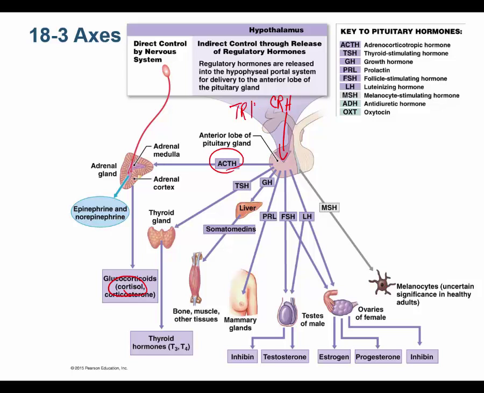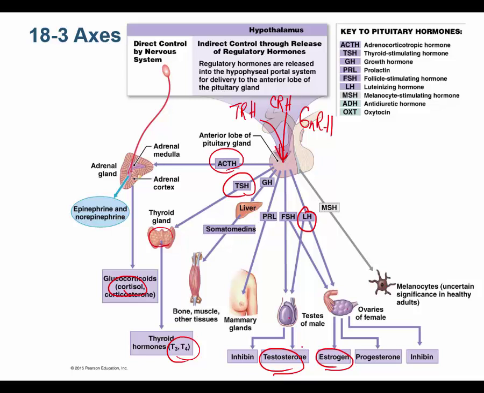Let's do thyroid. TRH, thyrotropin releasing hormone from the hypothalamus, goes to the anterior pituitary. TRH causes the anterior pituitary to make thyroid stimulating hormone. That goes to the thyroid gland and tells it to make T3 and T4. Let's do one of the gonadotropins. GnRH, gonadotropin releasing hormone, goes to the anterior pituitary and says, hey, let's make some LH. And here's LH. LH goes down to the testes if you're a male and the ovaries if you're a female and says, hey, make testosterone or estrogen. So that's the GnRH, LH, testosterone, estrogen story.